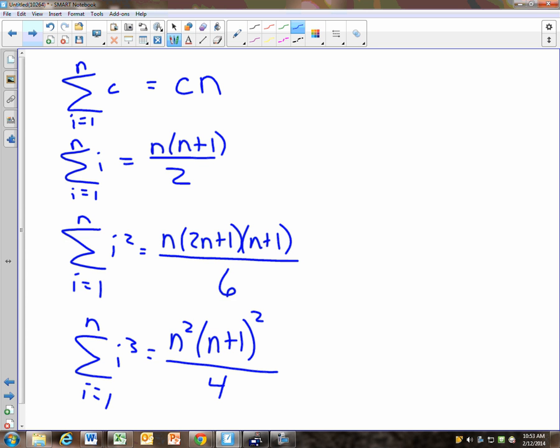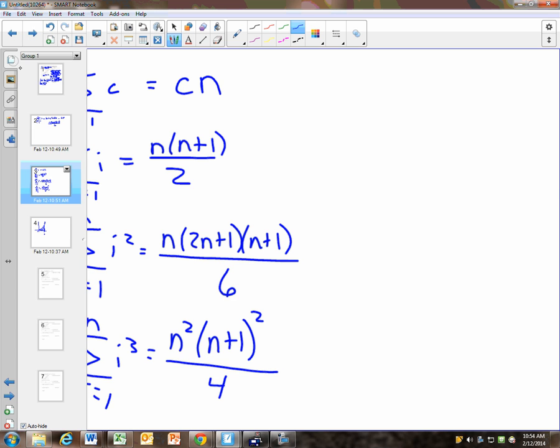This says if we add a constant up n times, so if we take 5 plus 5 plus 5 plus 5, it'll be 5 times however many times we add it up, right? If you take 1 plus 2 plus 3 plus 4 plus 5 plus 6, it'll be whatever number you stop at times the next number divided by 2. And if you take the squares, 1 plus 4 plus 9 plus 16, it'll be that. And if you take the cubes, it will be that. We could write one for the 4th, for the 5th, but we're not going to go that far. We're going to use these.